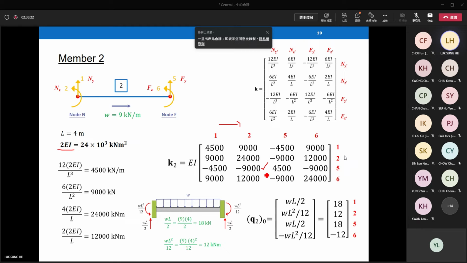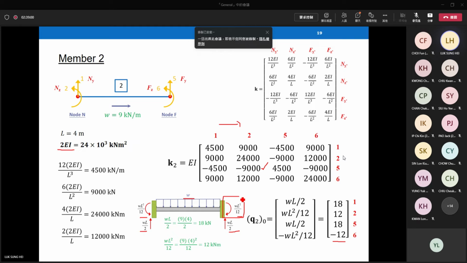But element 2 is under a uniformly distributed load. So in this case, you have to convert the UDL back to a fixed end force vector using our fixed end force diagrams. I put the fixed end force diagram here in the middle for you as a reference. Force, moment. The force is WL over 2, moment WL squared over 12. Remember that the moment on the right-hand side is a clockwise moment. Clockwise means negative.